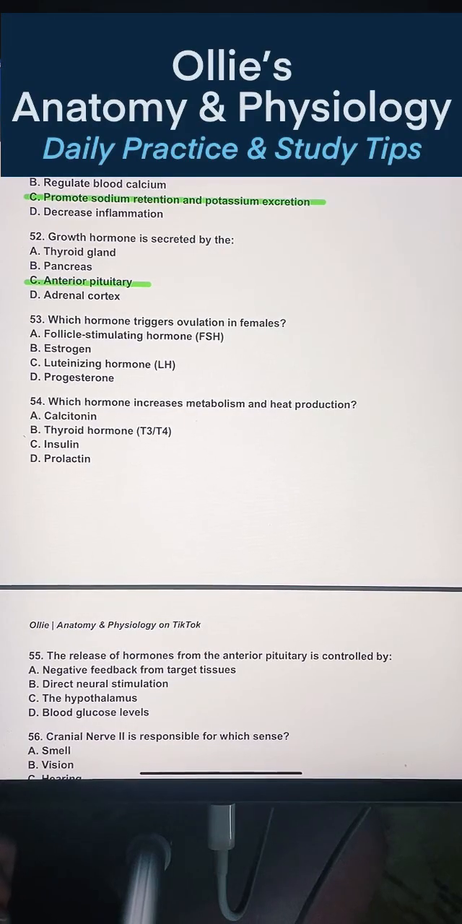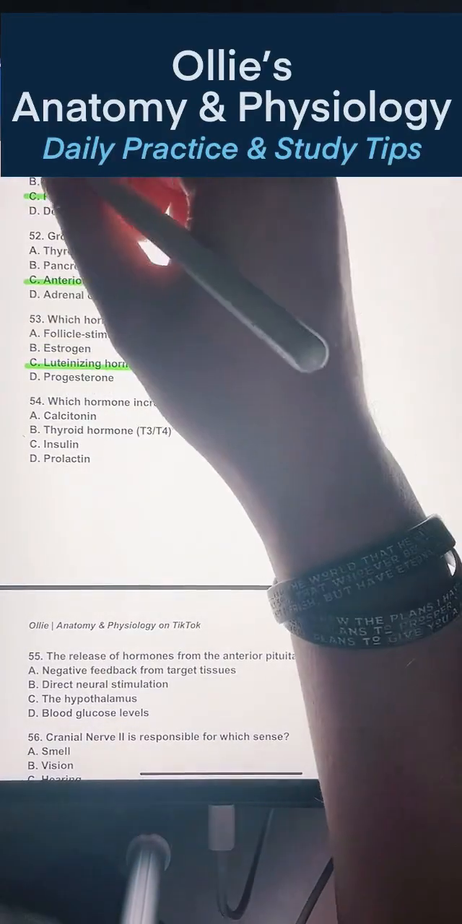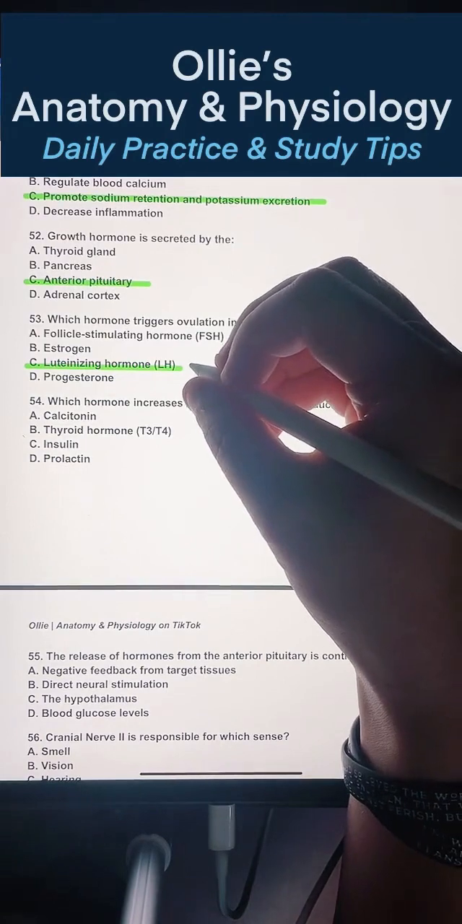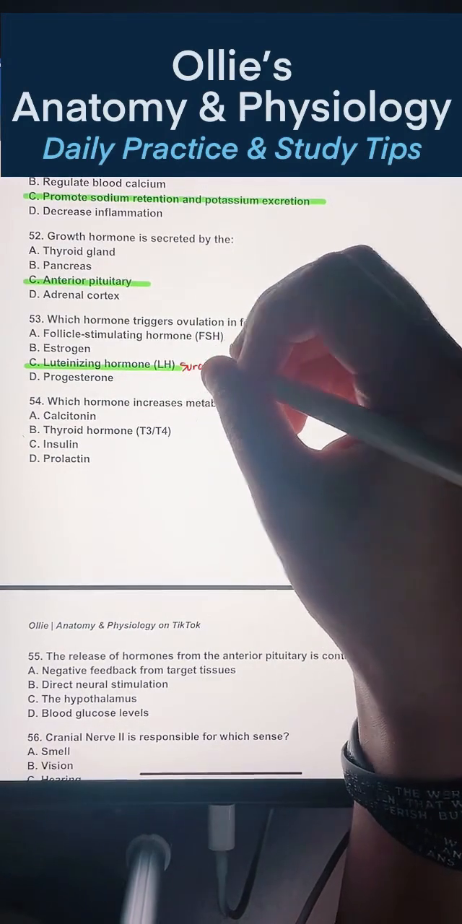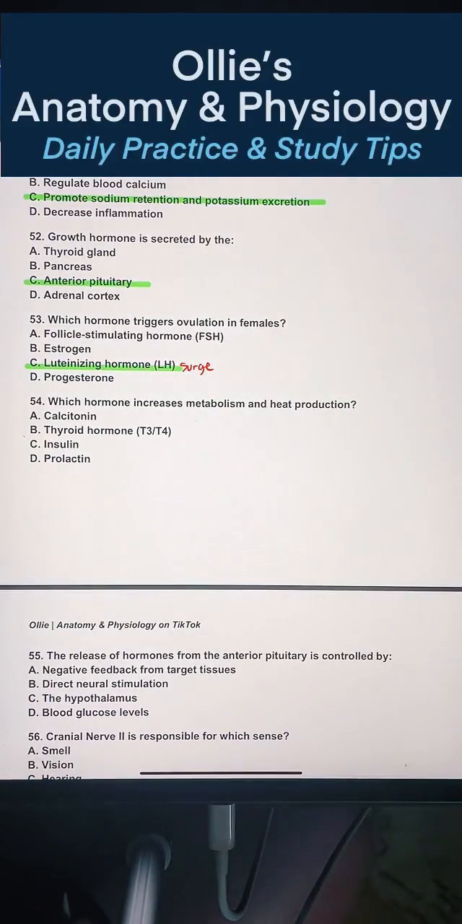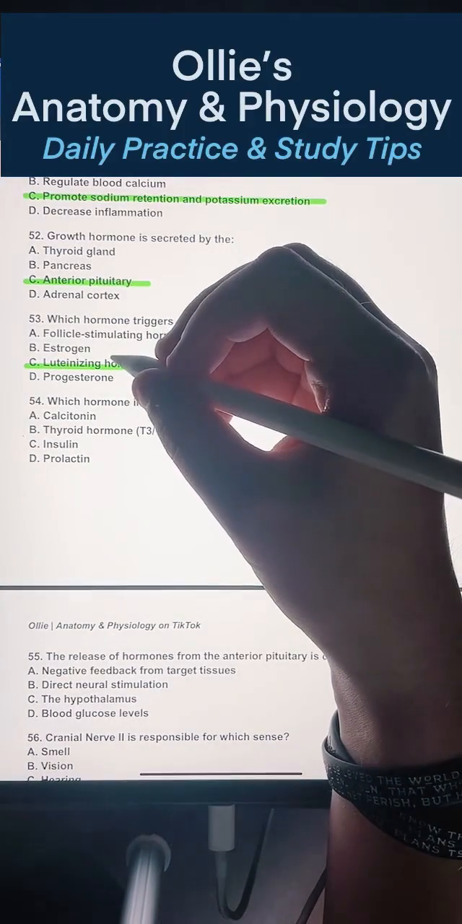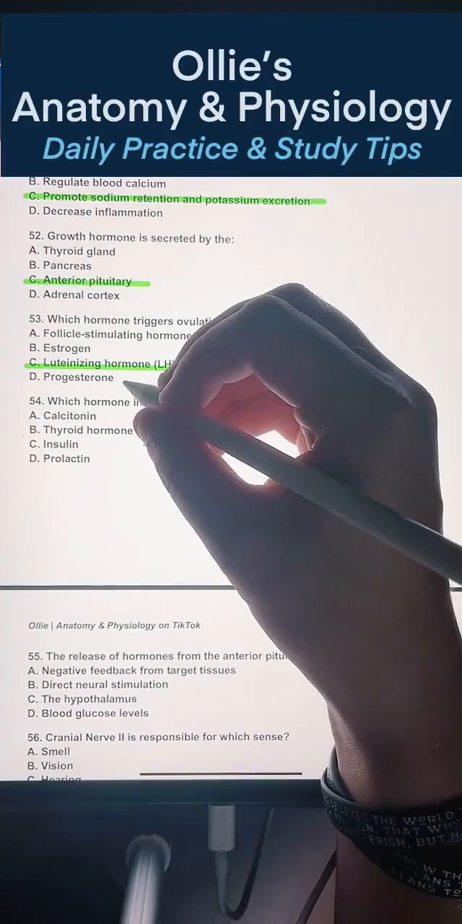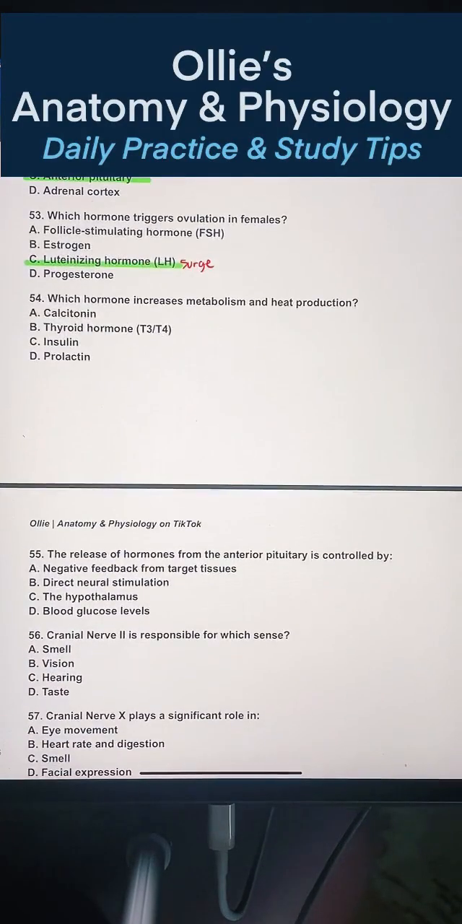But 53, the answer is C. It is luteinizing hormone. We have what's called the LH surge. When we have a drastic surge of luteinizing hormone, that is going to trigger ovulation. FSH is obviously going to stimulate our follicle. Estrogen is going to help build up that uterine lining. And then progesterone is going to maintain the uterine lining for a potential pregnancy.